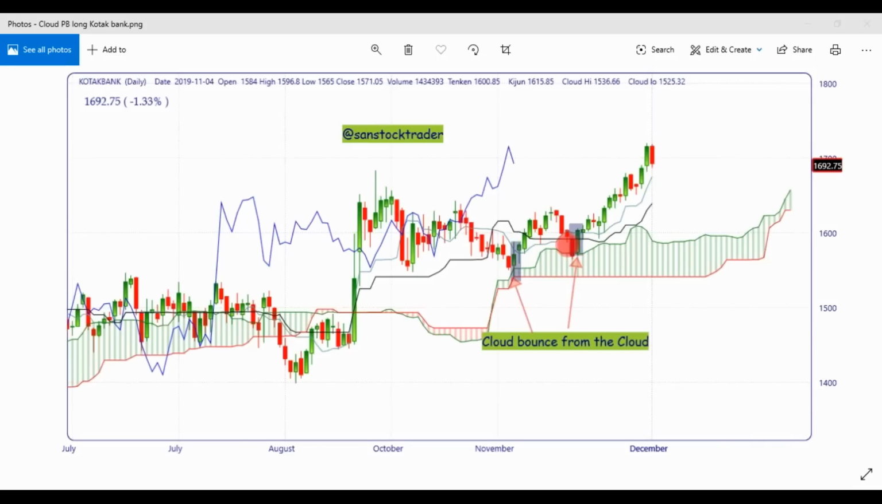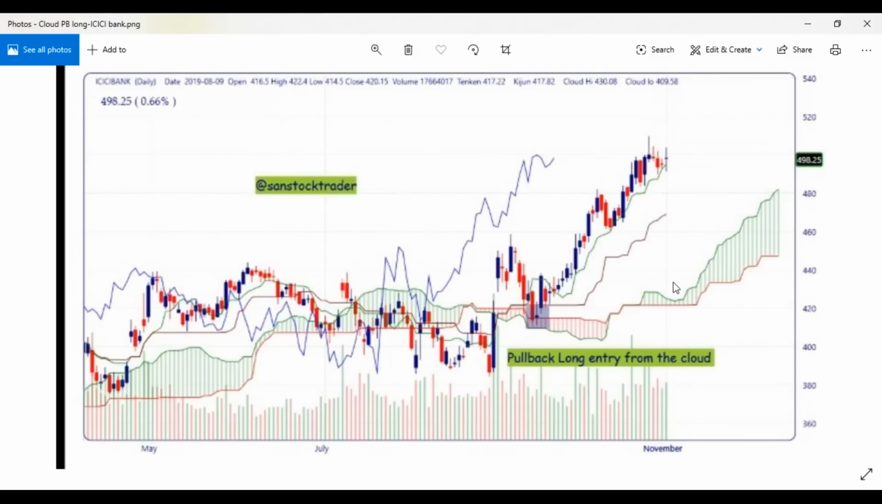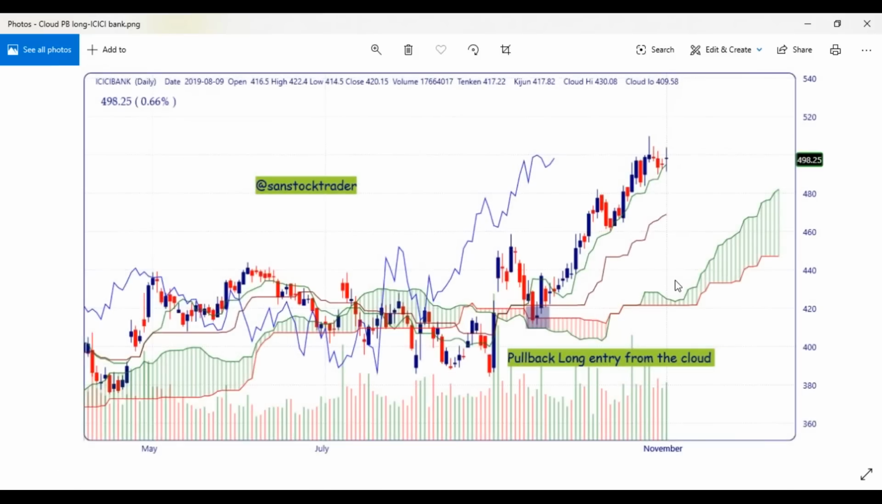That worked out very well. This was a second pullback toward the cloud. We touched and closed above the cloud. So above this green candle high was a long, which worked out very well. Second is ICICI Bank. Price broke above the cloud, gave a nice pullback toward the cloud, and made a bullish candle, which is a blue candle here. So above the high of this blue candle was a long, and that worked out nicely.